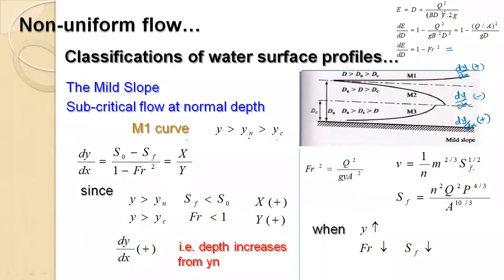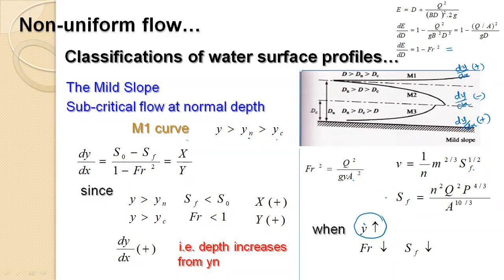Now, if you look at any increase in y, it will make the Froude number go down. The reason is A is highly dependent on y. So for a given discharge, Froude number goes down when y goes up. Okay, Froude number goes down.